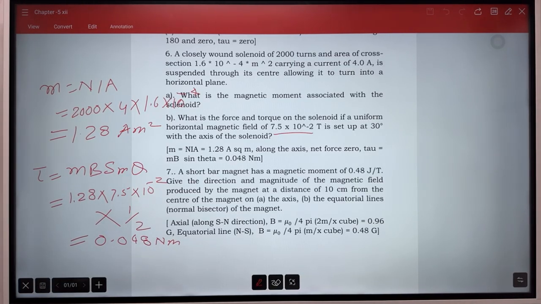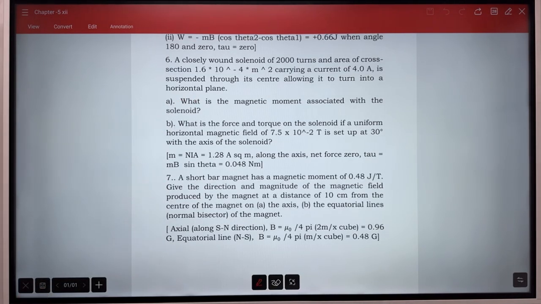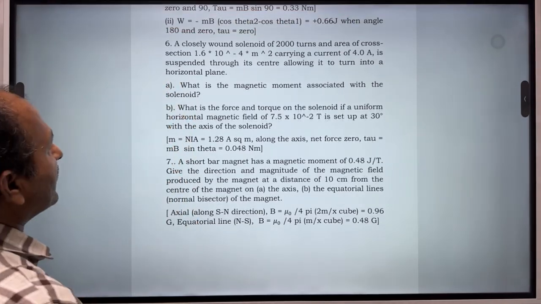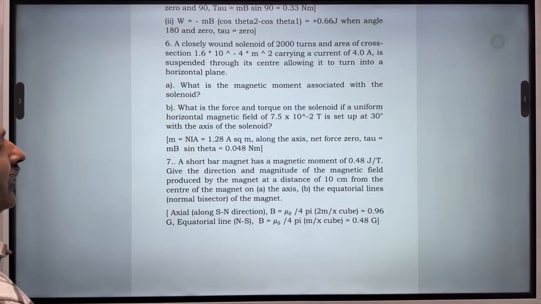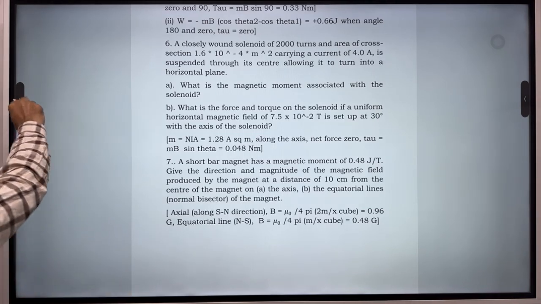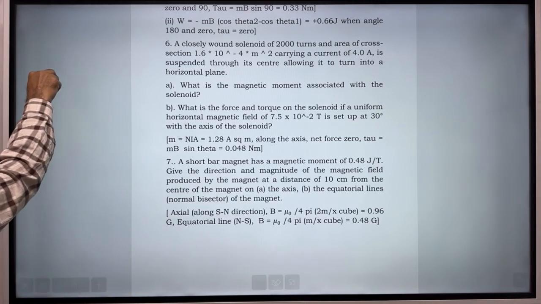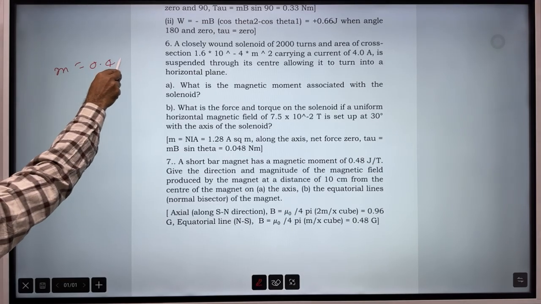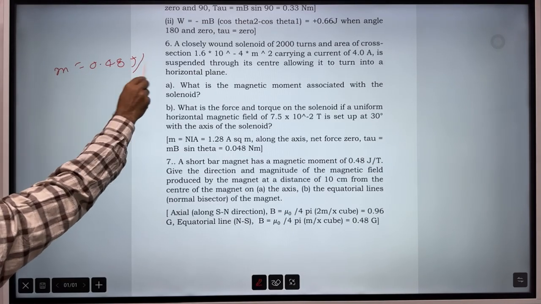Up to here, no problem. Now, this is the last question. Let's see what it is. A short bar magnet has a magnetic moment of this much. Value of M is given. M is given as 0.48 joule per tesla.